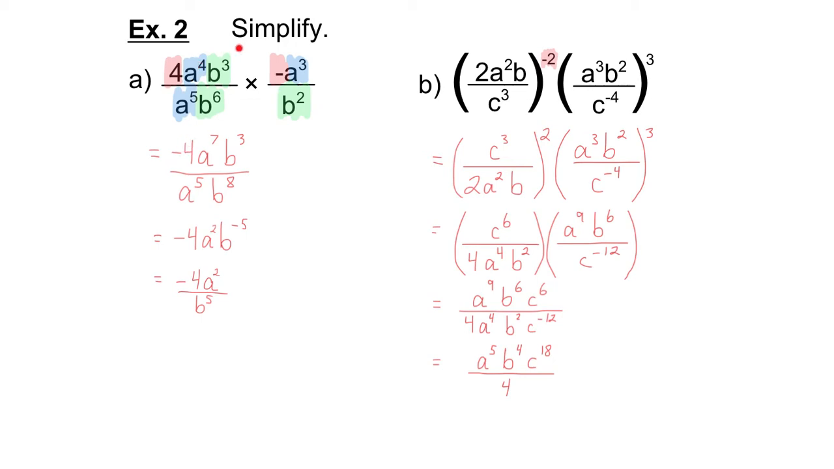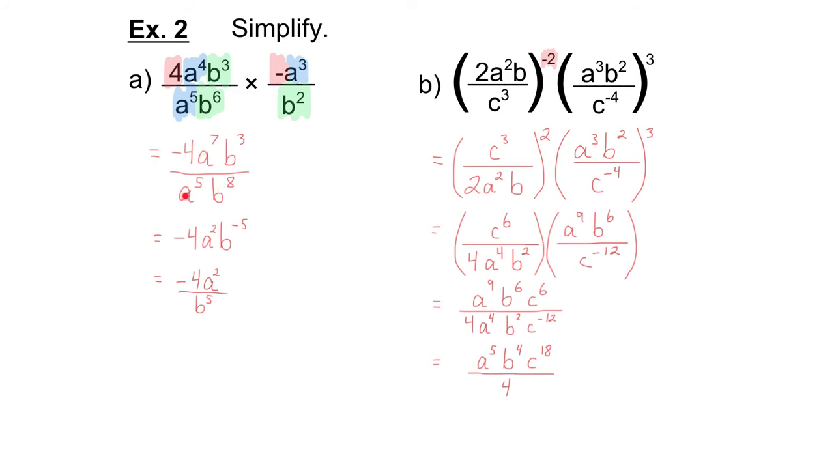A to the 4 times a to the 3. 4 plus 3 is 7, so a to the 7. B to the 3. Okay, so that's where I got this numerator from. Now I look at the denominator. A to the 5, b to the 6 times b to the 2. Add the exponents, that's where the b to the 8 comes from.